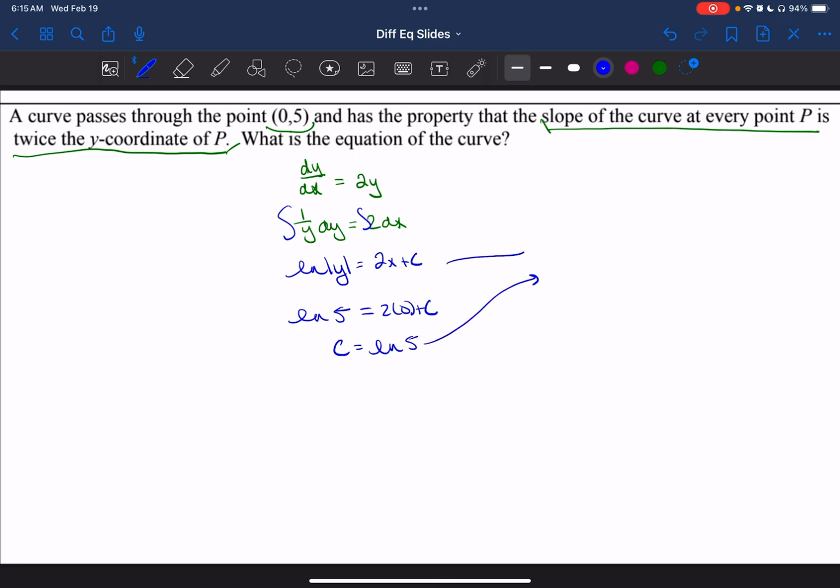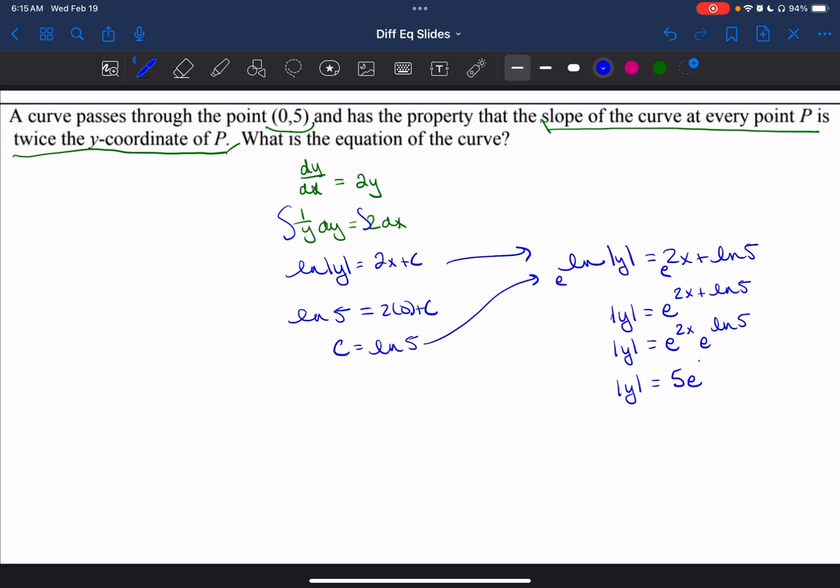From there, you can say, all right, the natural log of the absolute value of y equals 2x plus natural log 5. Let's exponentiate both sides. So the absolute value of y equals e to the 2x plus natural log of 5. Good idea to recognize on the right-hand side that that's e to the 2x times e to the natural log 5. So the absolute value of y is 5 times e to the 2x. So y equals positive or negative 5 e to the 2x.